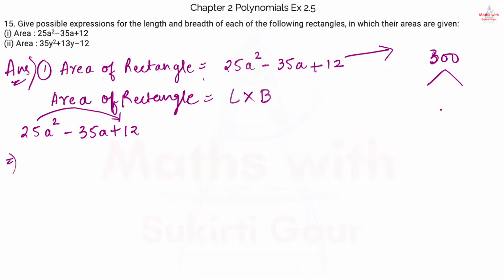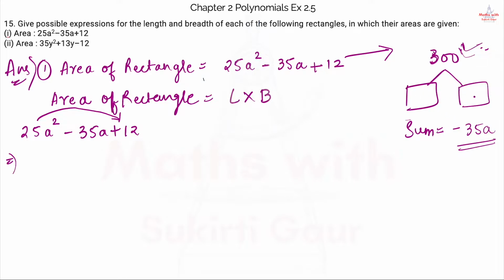Now we want two factors such that the product should be 300, but if we add both of the factors, the sum should be the middle term, which is here minus 35a. So I want two numbers which would give me product as 300 but the sum as minus 35a. So I am first going to try some numbers. Let's say 15 and 20. Yeah, 15 and 20 come to my mind.